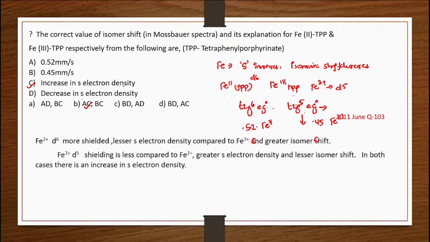d6 is more shielded, lesser s electron density compared to Fe3 plus and greater isomer shift value. So Fe3 plus d5 shielding is less compared to Fe2 plus, greater s electron density and lesser isomer shift. Okay, so option B is the right answer.